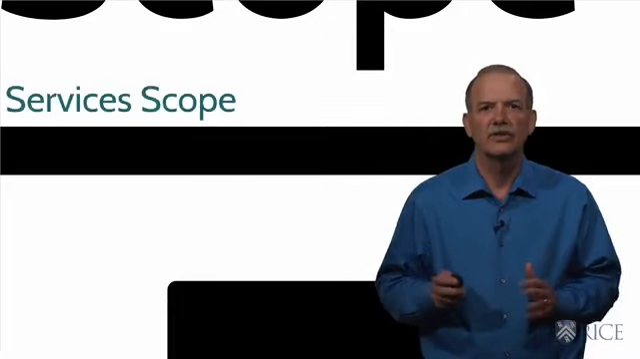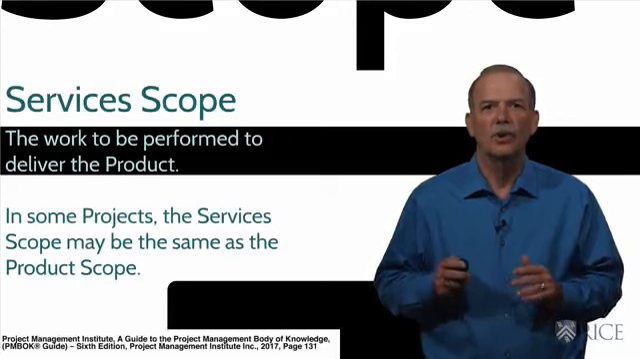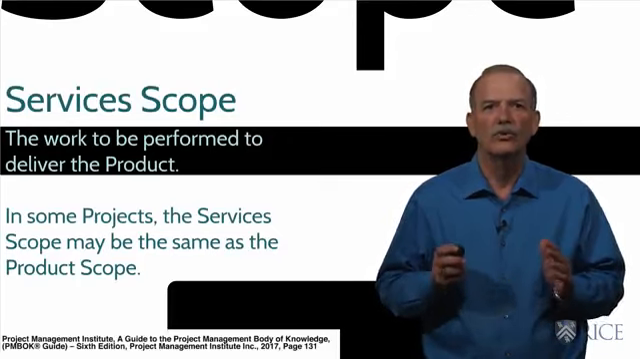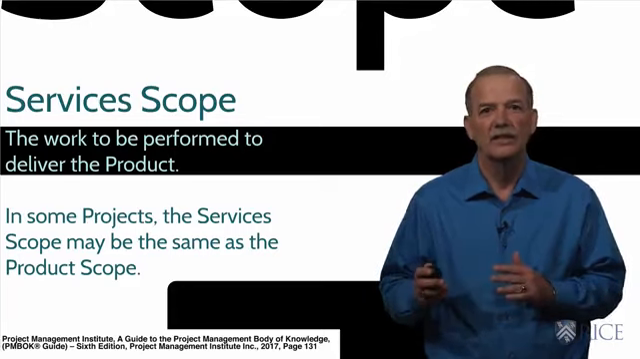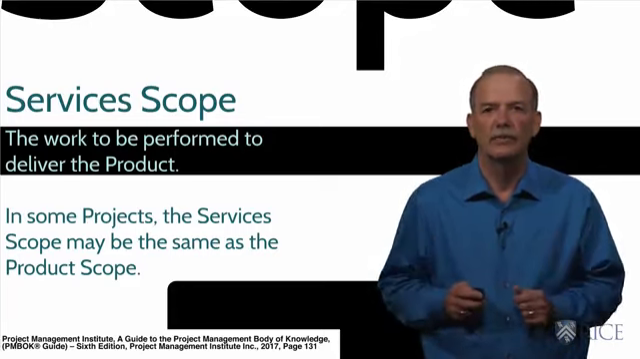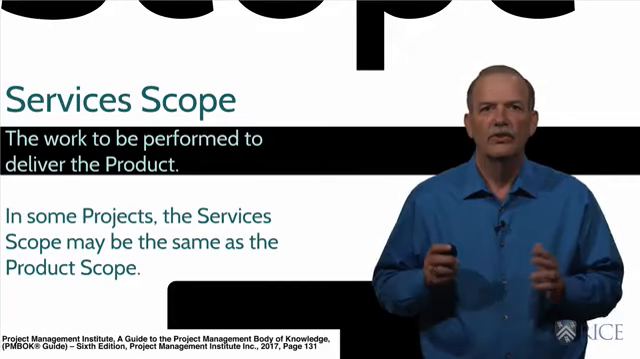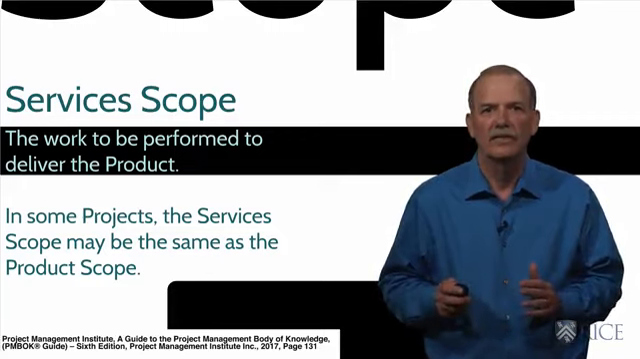Next is the services scope. The services scope describes what work we will do to deliver the product. Will we perform studies? Will we do a design? Will we contract with others to produce the final product? The services scope describes what our team will do as part of the project.